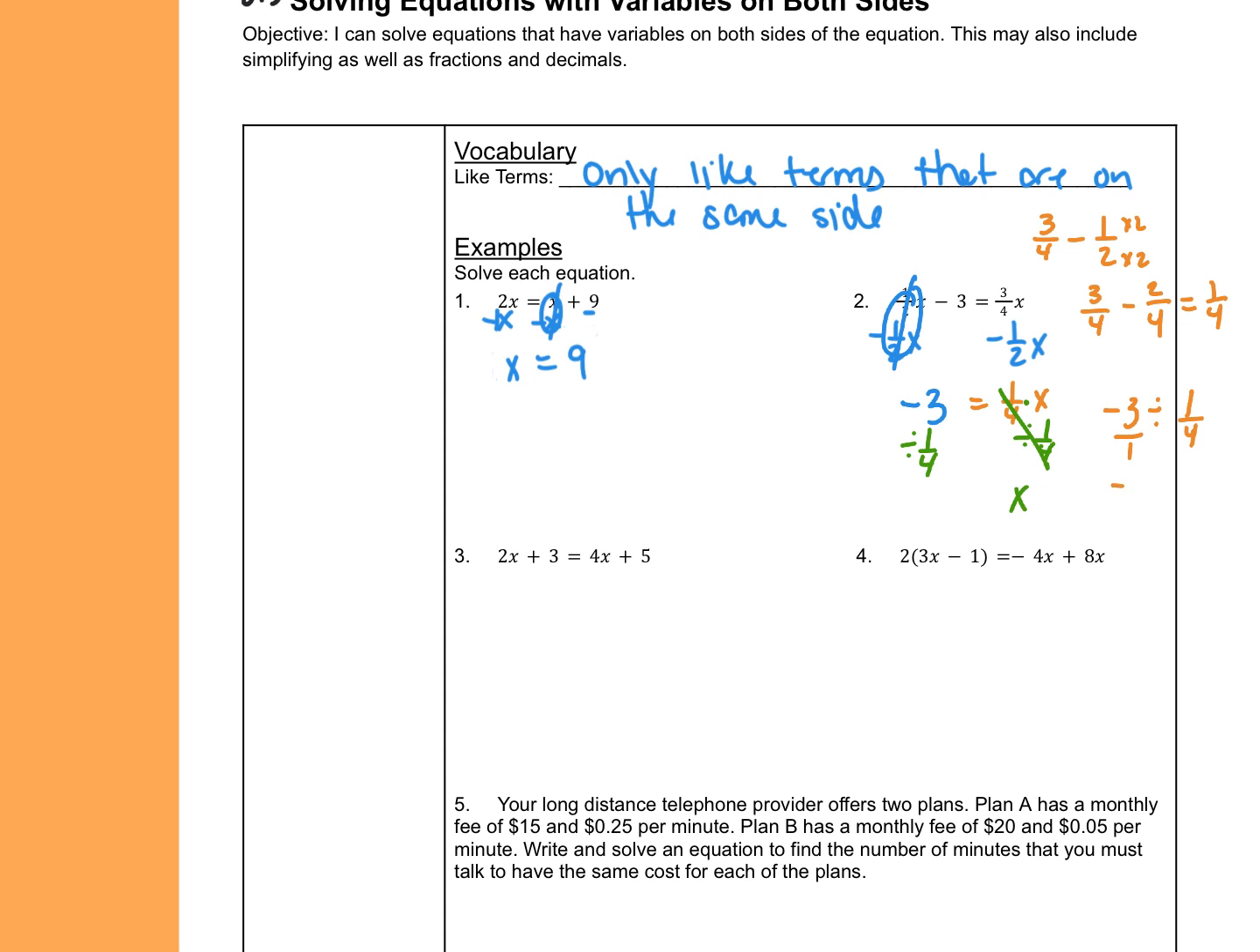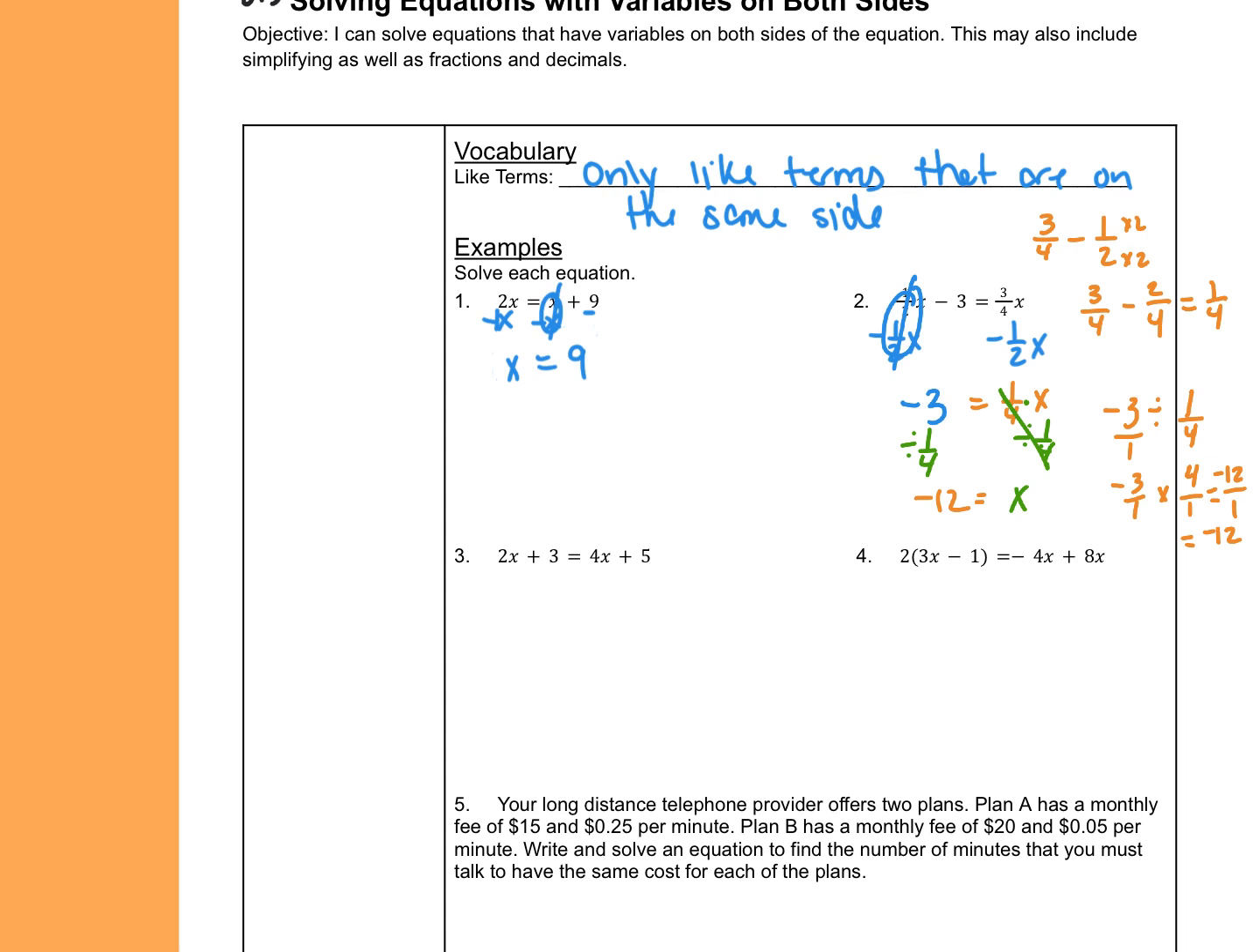We're going to keep the first fraction the same, change to multiply, and flip, take the reciprocal of the other fraction. Then we'll multiply straight across. Negative 3 times 4 is negative 12. 1 times 1 is 1. And negative 12 divided by 1 is just negative 12. So negative 3 divided by 1/4 is just negative 12.